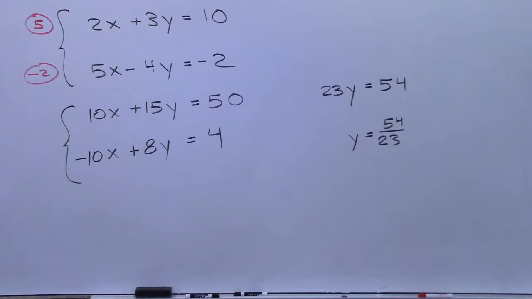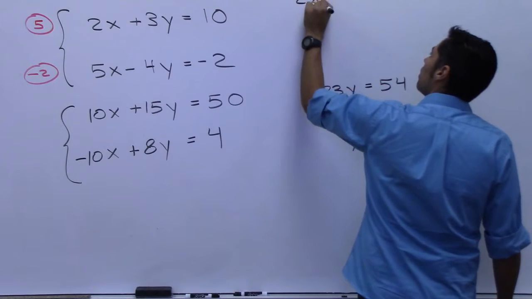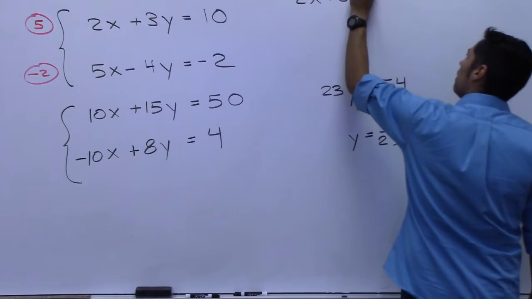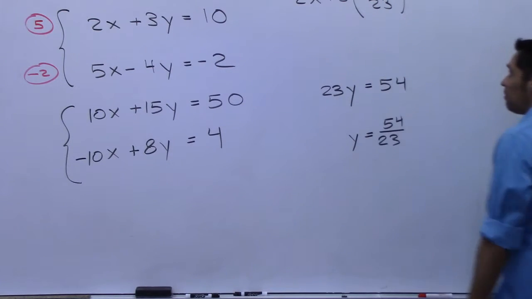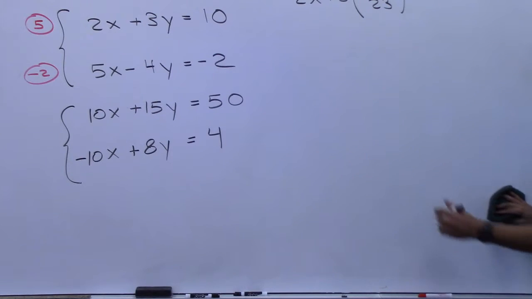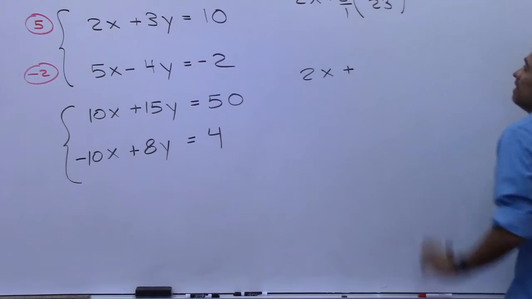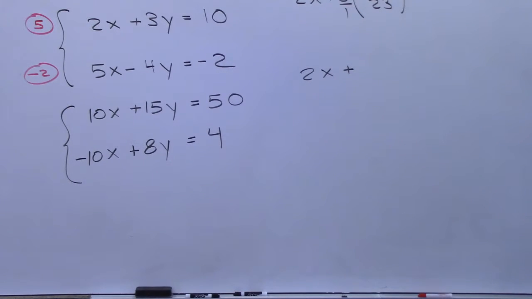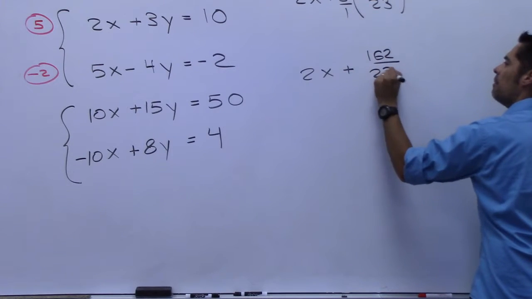All right, get x. Plug it into 2x. You want to go to the first one? Fine with me. So 2x plus 3 times 54 over 23 equals 10. It's just going to be ugly numbers, but we should be able to do this. 2x plus the 3 is like 3 over 1. You multiply. So what is that? What's 3 times 54? 162 over 23 equals 10.